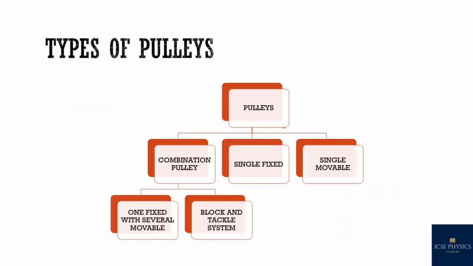Let's see the types of pulleys. Now the pulleys can be designed in various types. One, single fixed pulley. Then second one, single movable pulley. Then combinations of pulleys are also possible. There are two combinations which we will study here. One is one fixed pulley with several movable pulleys, and the other is a block and tackle system. So let's see these types of combination.